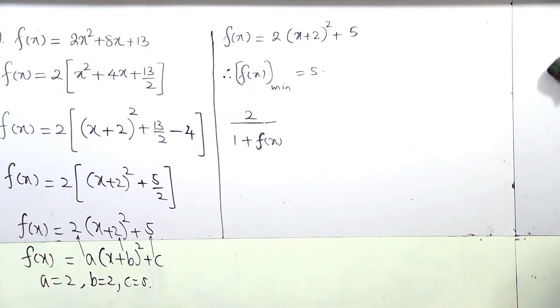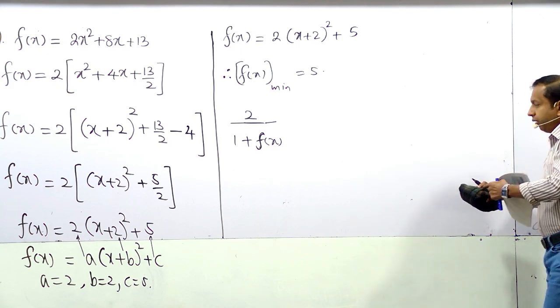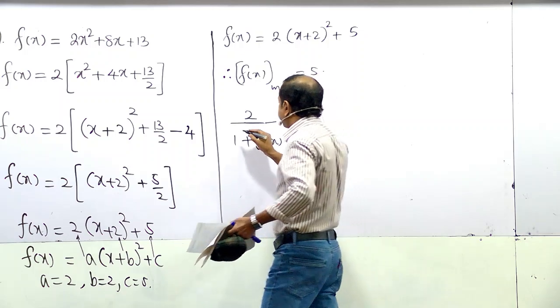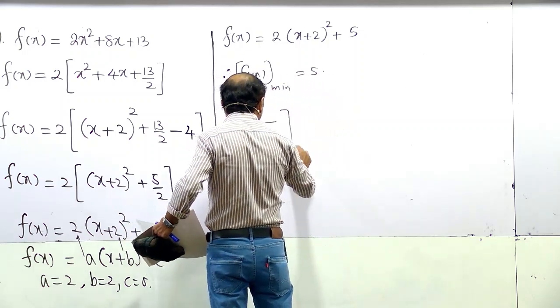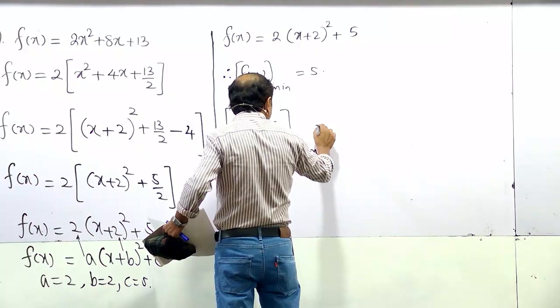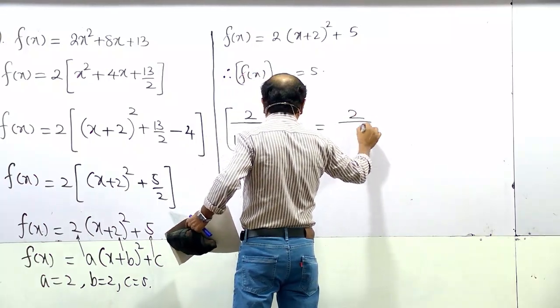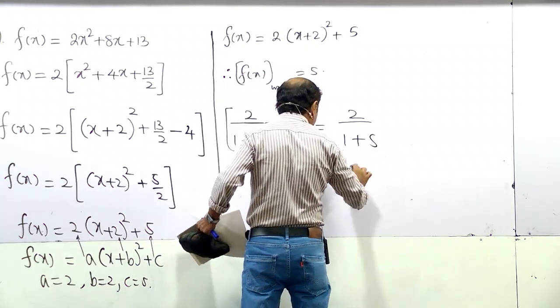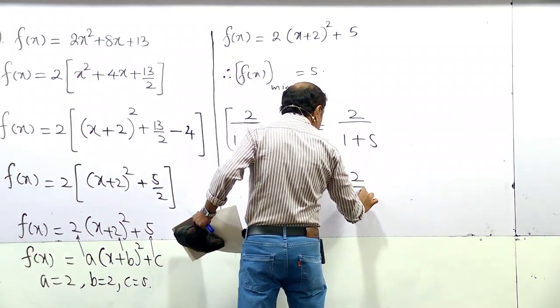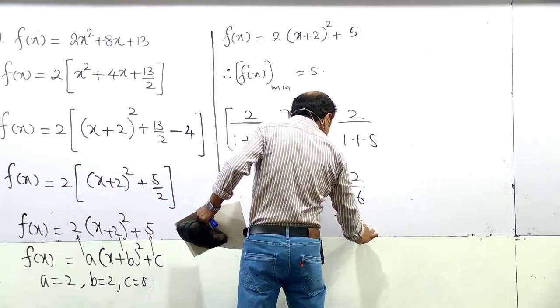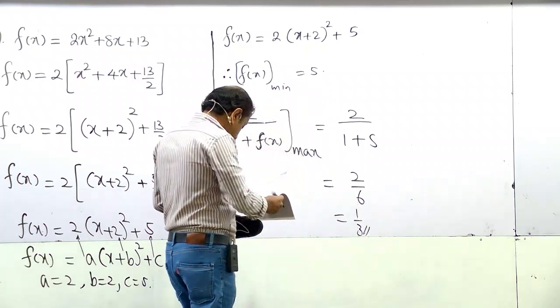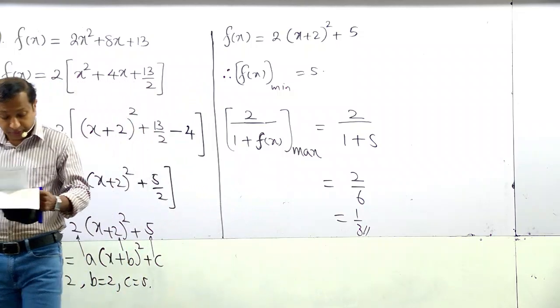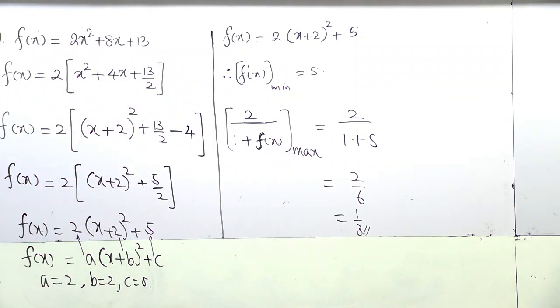When f(x) is minimum, right? Therefore, you can write the maximum of this going to be 2 over 1 plus f(x) minimum is 5 here. Here we get 2 over 6. It is nothing but 1/3. 1/3, right? Okay. I will go to the next part.